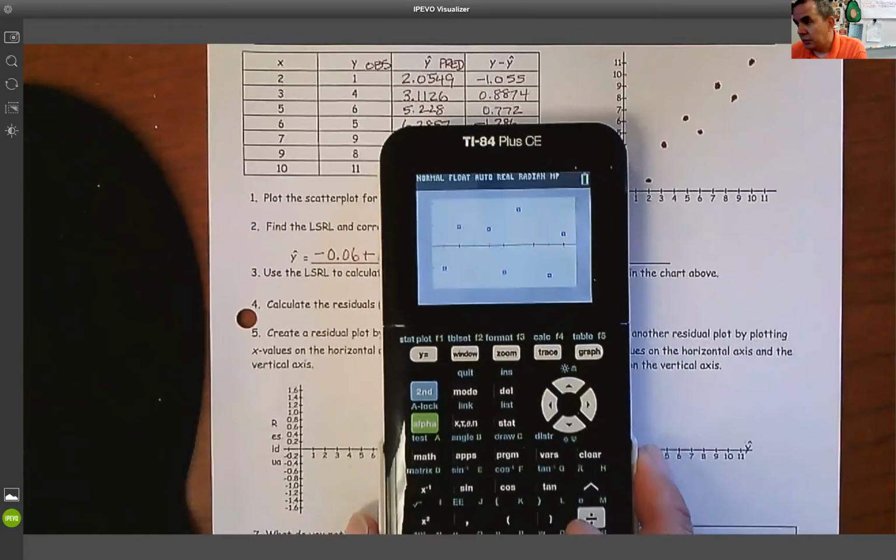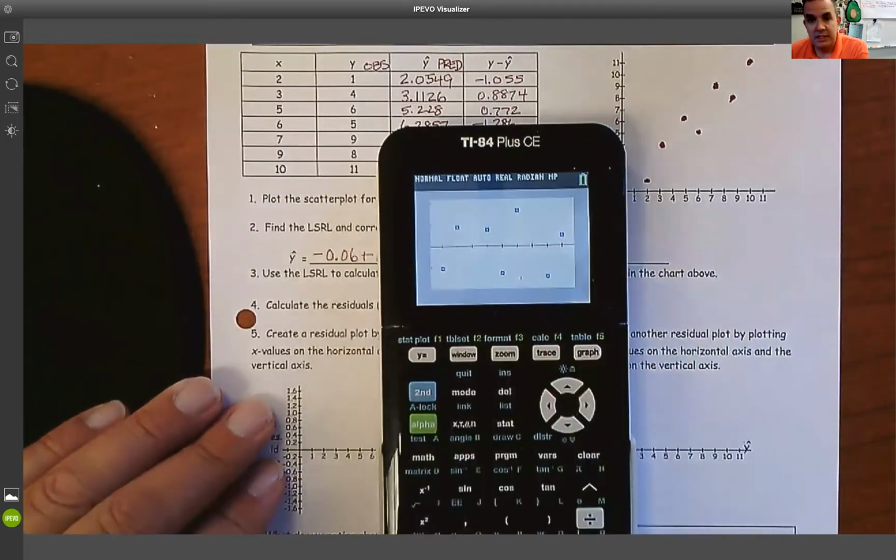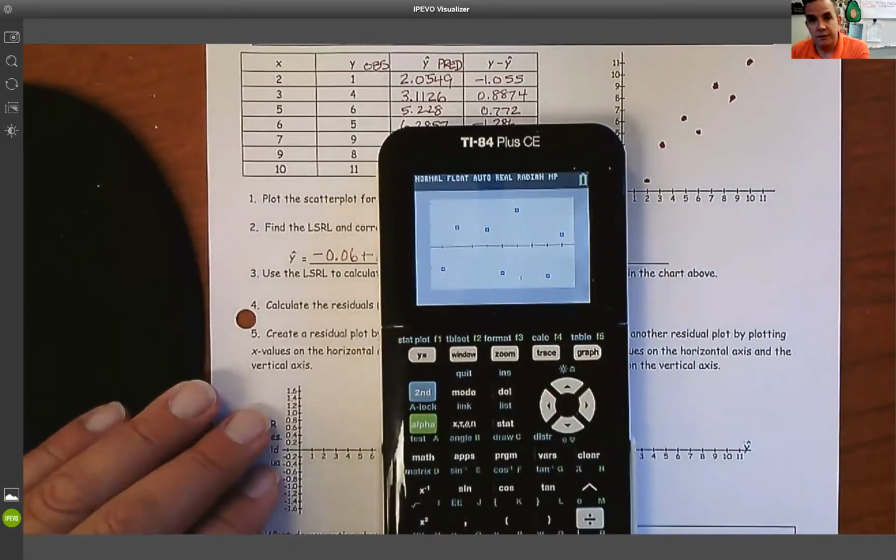What you're looking for in a residual plot is you do not want to see a pattern. I mean, you don't want to see a curved pattern. You don't want to see it constantly increasing, constantly decreasing. You just want to see a jumble of points. And you want to see those residuals being relatively small in nature. So in this case, this residual plot would demonstrate to me that a line is a good fit for this.